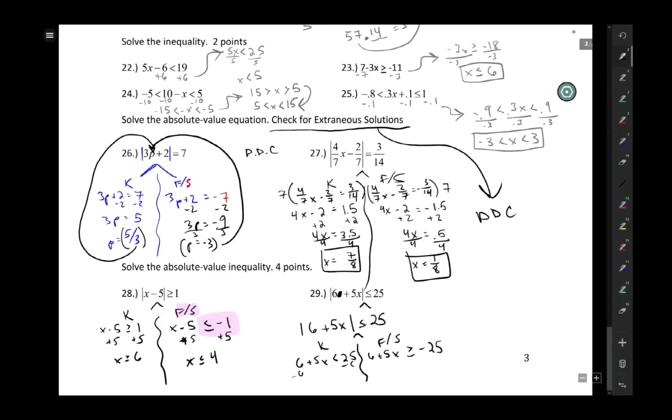Subtract 6, subtract 6. 19 is greater than or equal to 5x. Oops, sorry, run out of space. X is less than or equal to 19/5. Leave as a fraction. And subtract 6. X is greater than or equal to negative 31 over 5. Double check all of your answers all the time.